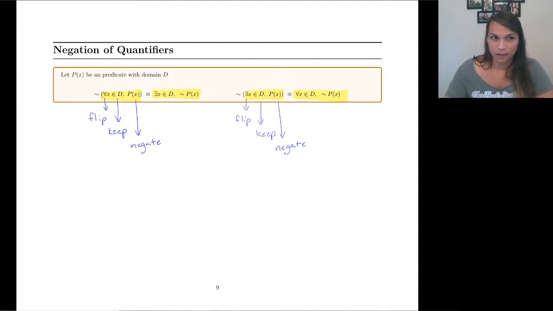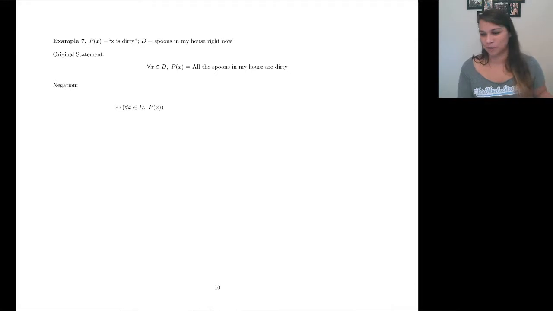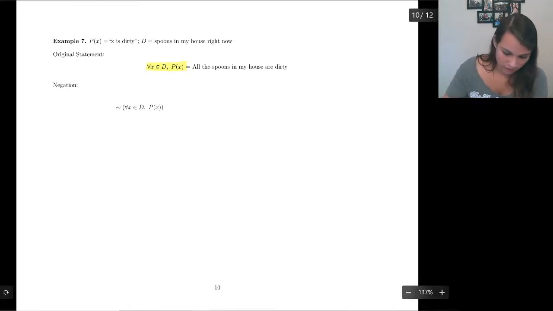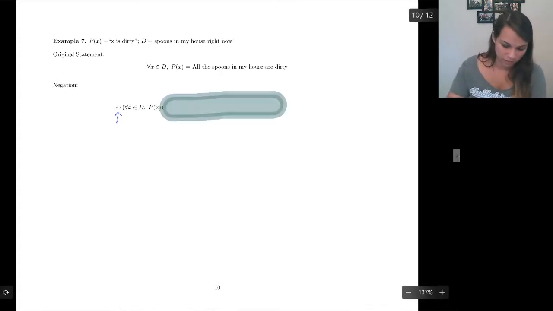Why does this work? Instead of going off on some sort of mathematical tangent, let me appeal to your intuition. Let's go back to our X is dirty example, and we're talking about the spoons in my house. So original statement, if I were to do a for all statement, for all X in D, P of X would be the same thing as all spoons in my house are dirty. Let's negate that. So here we go. We've got the negation on the outside. So that would be like if we could just put a not in front of our sentence. That makes grammatical sense. We're okay with that. Not all the spoons in my house are dirty. There you go.